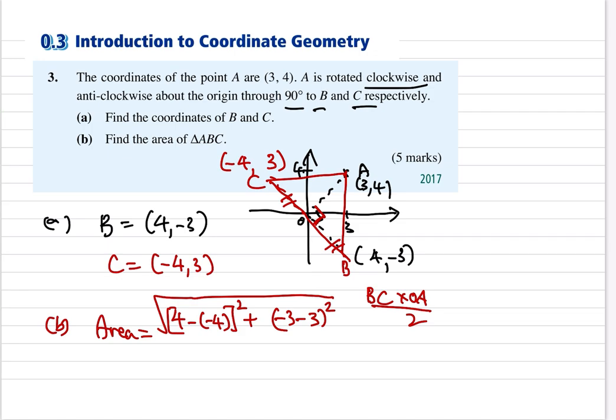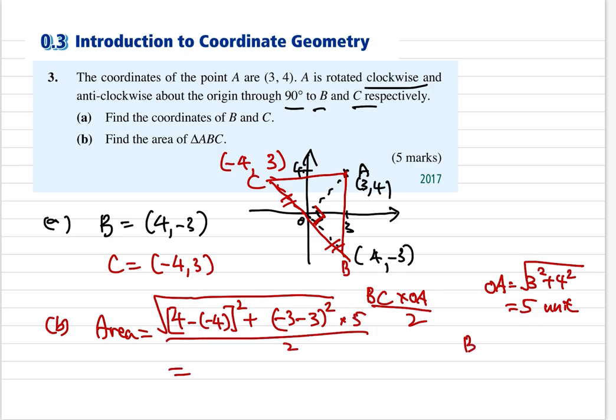But of course, you know that it is actually the same as OA. So you can find the distance of OA first. Say OA is 3 squared plus 4 squared, and then take the square root. OA is 5 units. So BC actually is 2 times OA, because OA, OB, OC are the same. So you don't need to write it in this way. You can just say that it is 10 times 5 over 2. So that's why this is 25 square units.